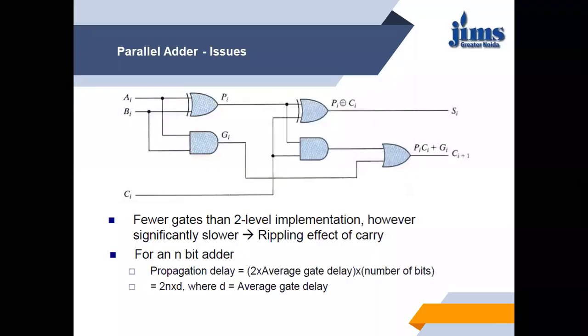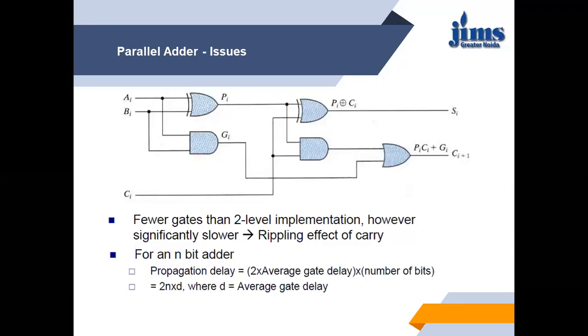Now for an n-bit adder, propagation delay is equal to 2 times the average gate delay times the number of bits, or equals 2n times d, where d is the average gate delay. What we have done here is taken the average gate delay as 1 nanosecond.